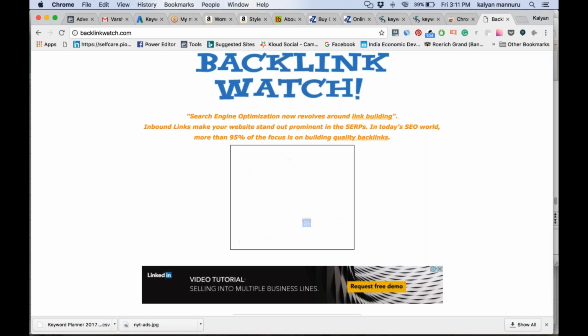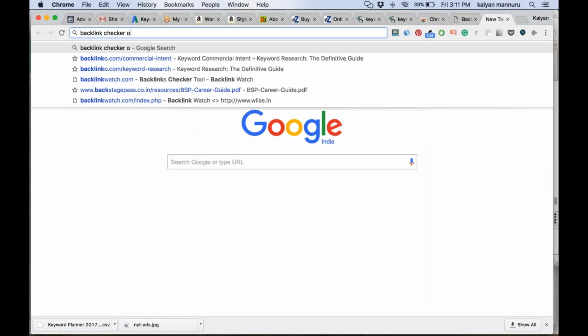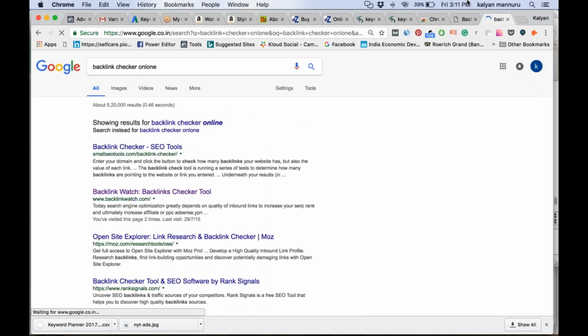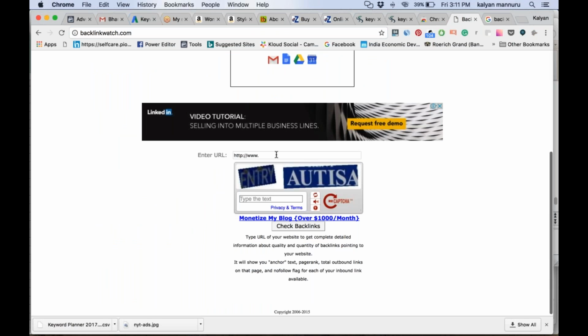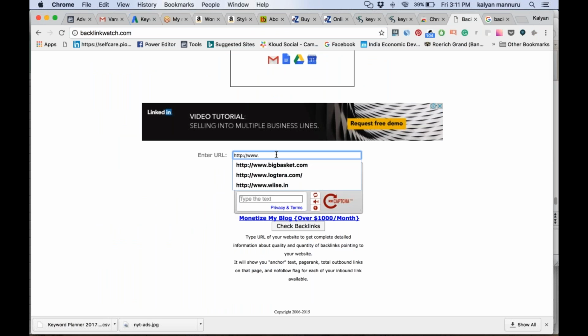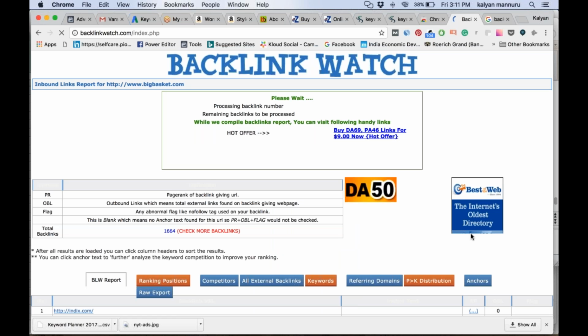The keyword to use is backlink checker. Backlink checker online is a search which will take you through many other tools just like backlinkwatch.com we have right here. So I'm going to use backlinkwatch.com to see how many backlinks and what backlinks are there for bigbasket.com, my competitor. So I need to enter my captcha, check backlinks. This will show all the backlinks that my competitor has.